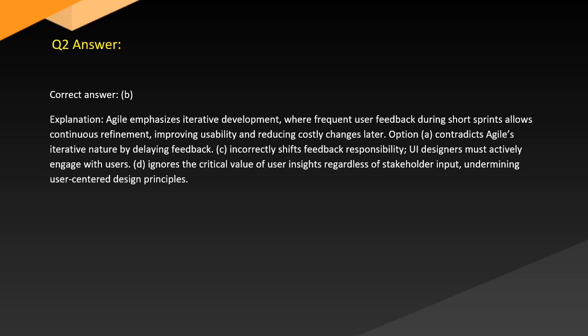Answer. Correct answer: B. Explanation. Agile emphasizes iterative development where frequent user feedback during short sprints allows continuous refinement, improving usability and reducing costly changes later. Option A contradicts Agile's iterative nature by delaying feedback. C incorrectly shifts feedback responsibility. UI designers must actively engage with users. D ignores the critical value of user insights regardless of stakeholder input, undermining user-centered design principles.